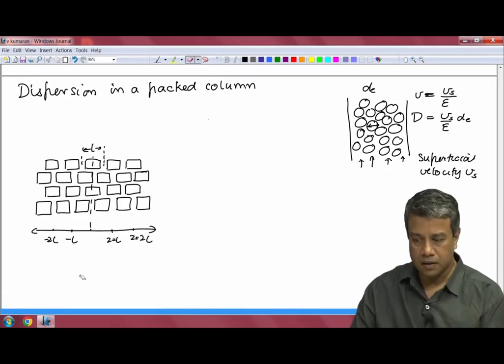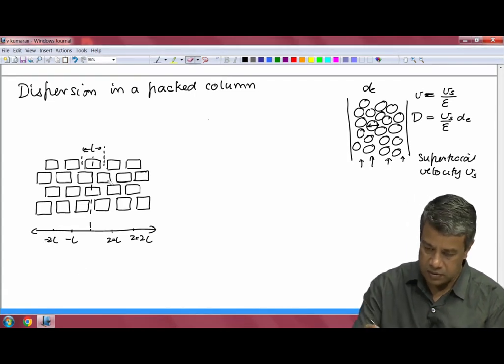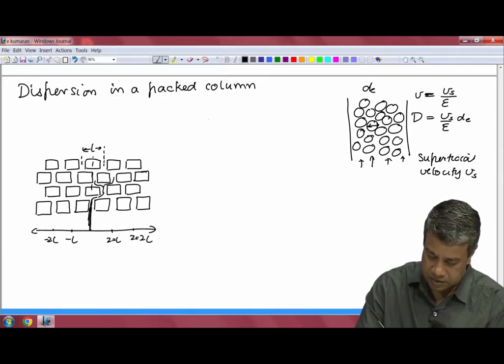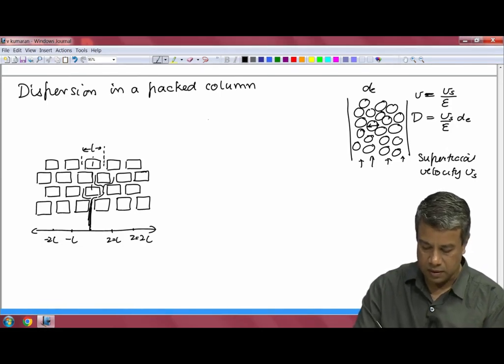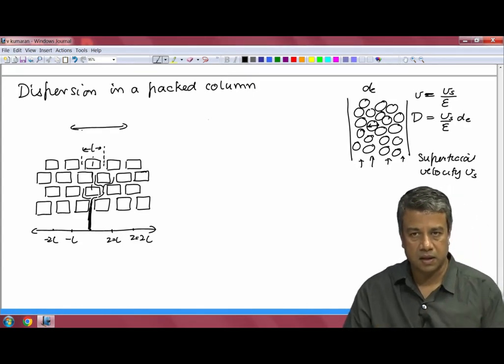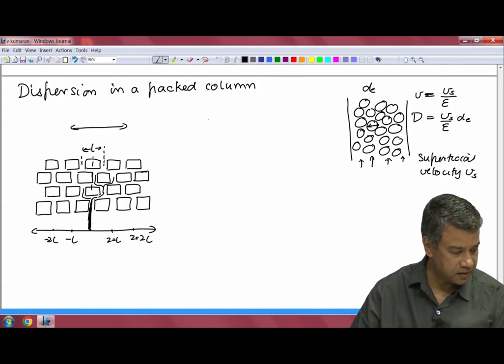And a solute is introduced here at the center, and it flows through and it spreads as it goes around, in tortuous paths around. So, you are introducing a solute exactly at the center, and you would like to see how much it spreads as it goes through this array of obstacles. So, that is the idea.